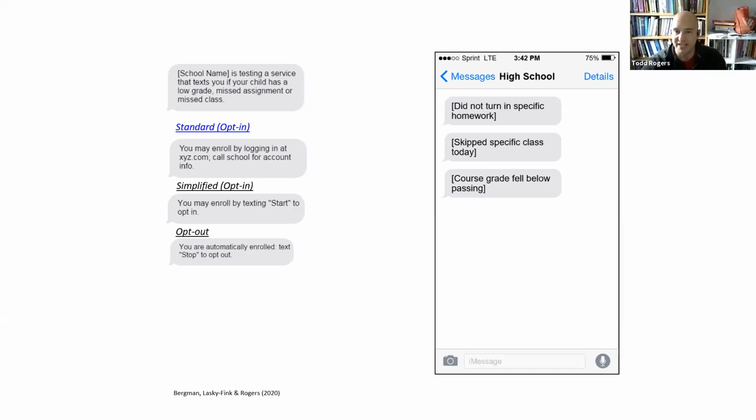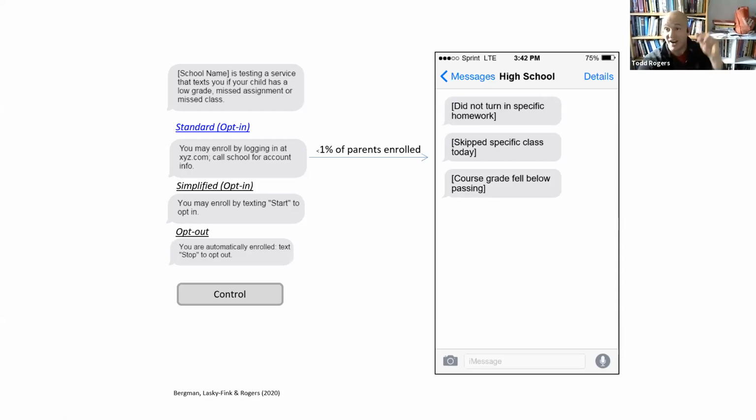So I want everybody to predict. Everybody should predict what they think enrollment would be across conditions. And now I'll show you. In the standard opt-in, less than 1% of parents enroll. If you're a district leader, you're not wrong to think this is a valueless, useless technology.